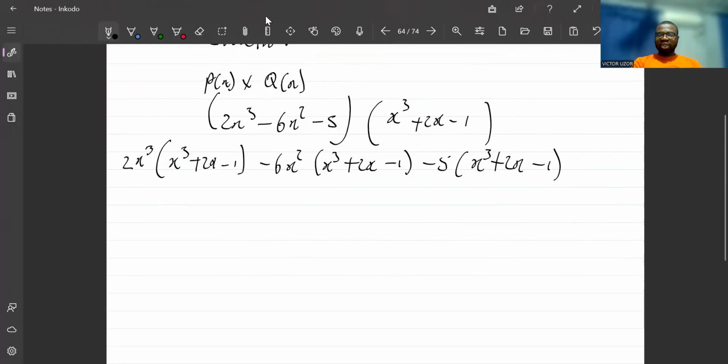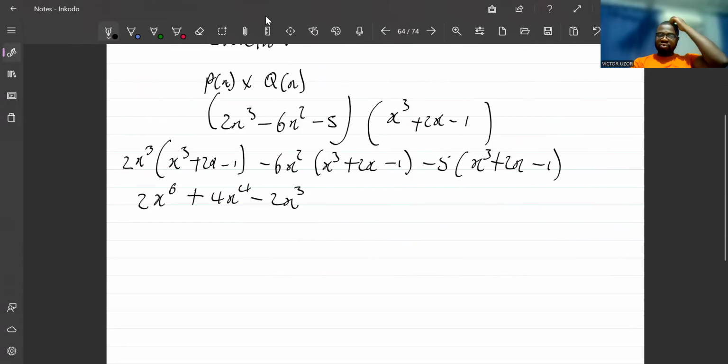So when you open these brackets, 2x cubed multiplied by x cubed. Using your law of indices, you add the powers of the exponent, which will give you 2x raised to the power 6, not raised to the power 9. You're not multiplying them. So plus 4x raised to the power 4, plus you add 1 that is here with the 3 to give you 4, minus 2x raised to the power 3.